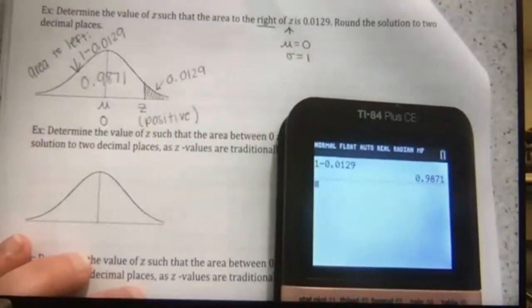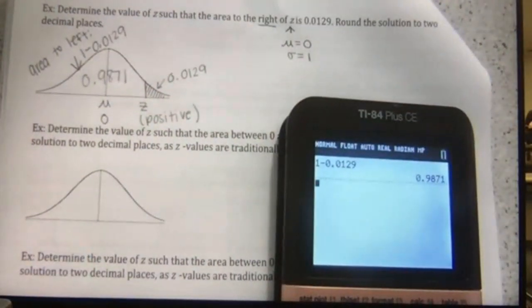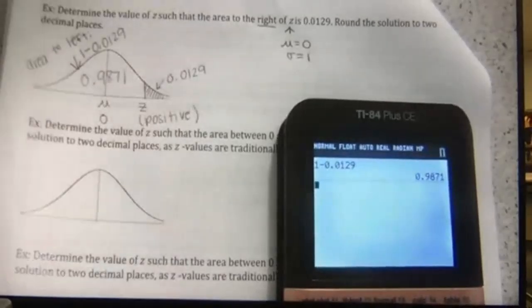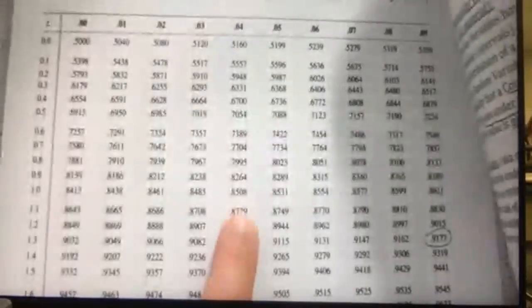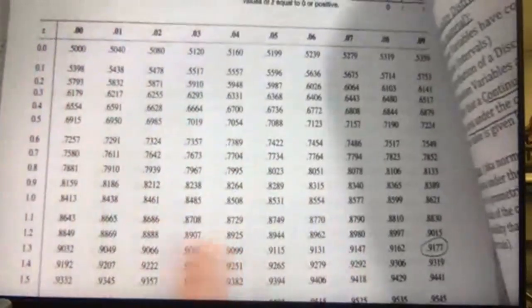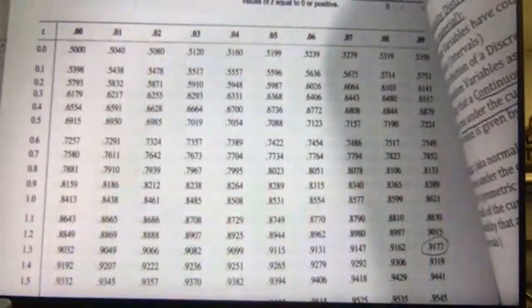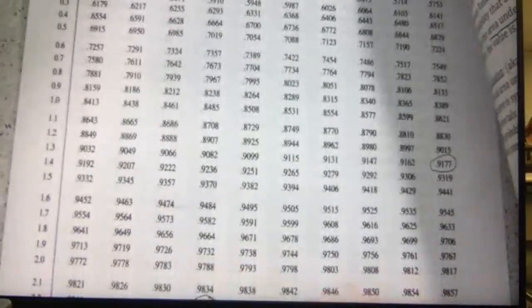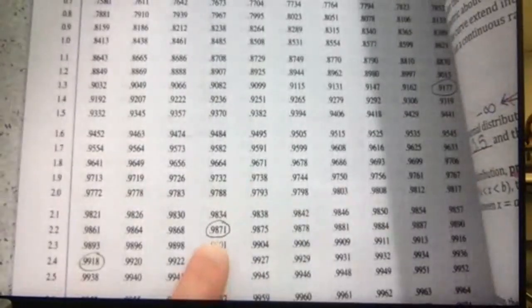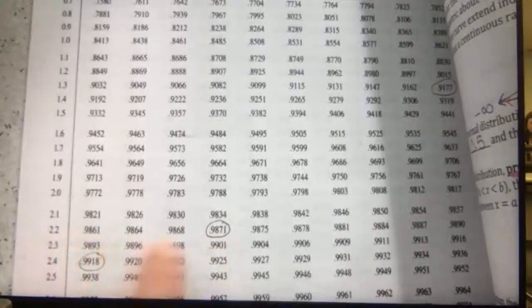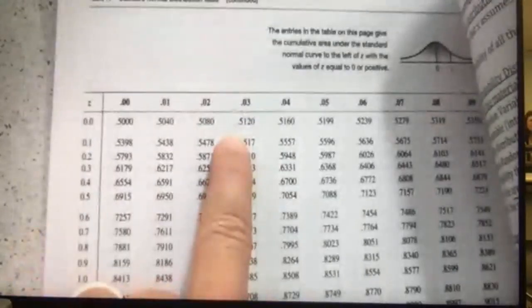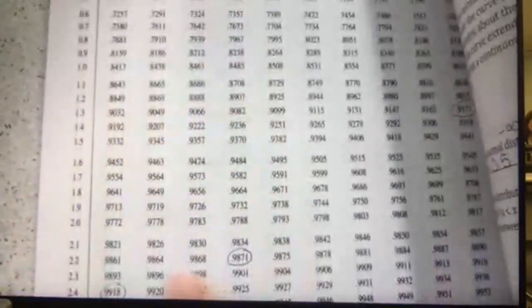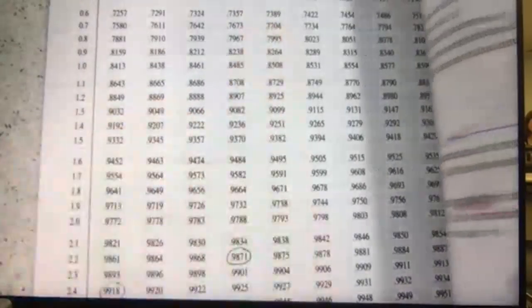0.9871. So that means on your table, you're going to look in the middle for 0.9871, just like we just did. Find 0.9871 and then look for our z values on the outside. So 0.9871 is right here. This z value would give us 2.23. So 2.23 would be that z value.